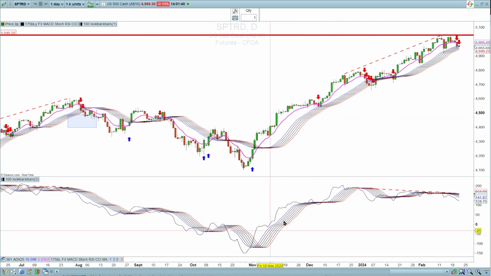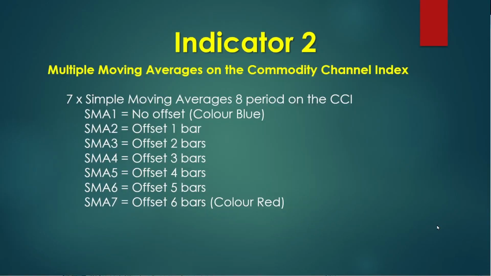Now we'll jump to the multiple moving averages of the CCI. Here's the second indicator, multiple moving averages on the commodity channel index. There are 7 moving averages. The first one is not offset, and that's simply a simple moving average 8 period on the CCI150. The second simple moving average is offset by 1, the third is offset by 2 bars, the fourth by 3, the fifth by 4, the sixth by 5, and the seventh by 6. And again, I use blue for the 0 offset and red for the 6 bar offset.